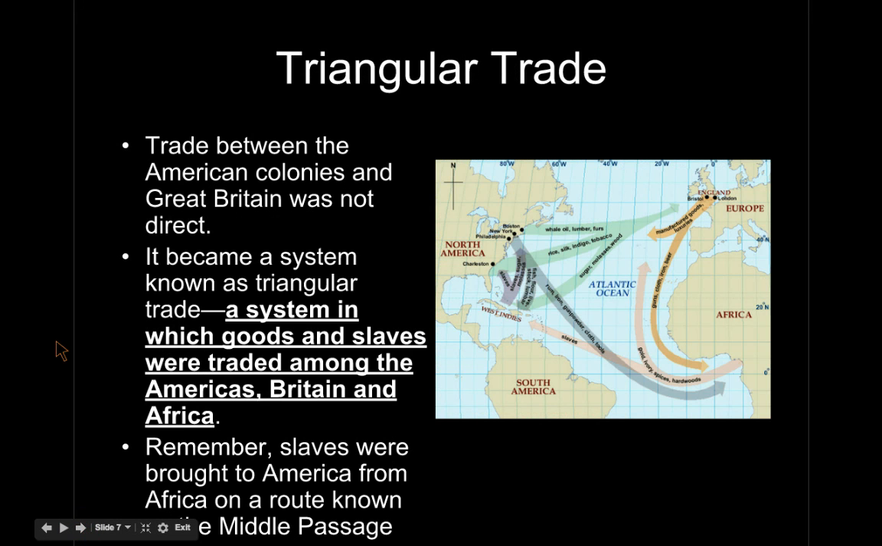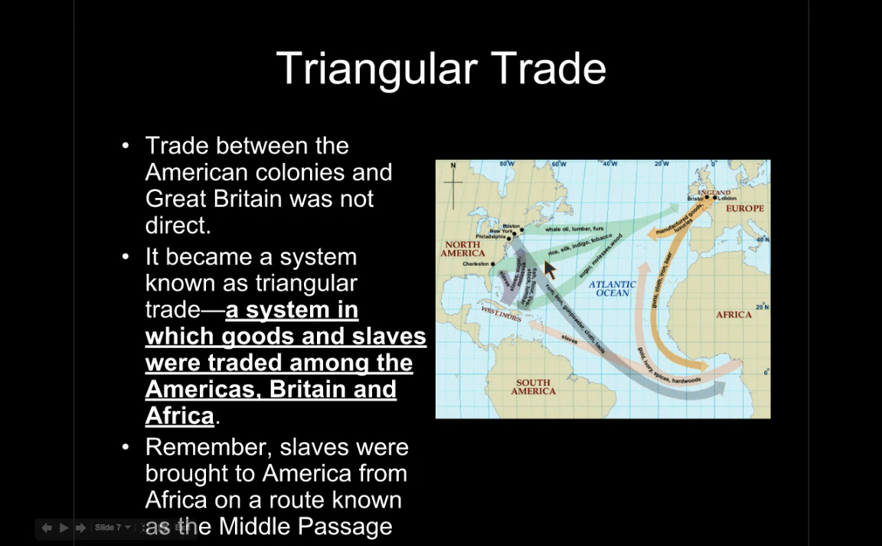All right, let's get into specifically what triangular trade is and how it affects the trade relationship. So trade between the American colonies and Great Britain was not always direct, and it became a system known as triangular trade. And triangular trade is a system in which goods and slaves were traded among the Americas, Britain, and Africa.